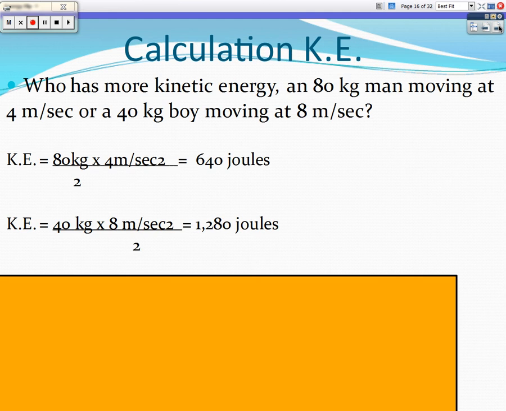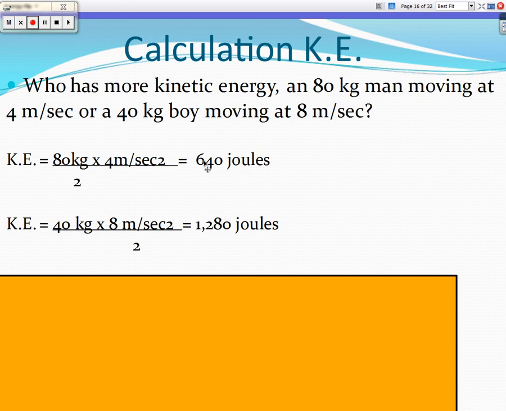We have a couple sample problems here. Okay, they're all word problems. You do not need to copy this, just pay attention. Okay, the word problem would be, who has more kinetic energy? An 80 kilogram man moving at 4 meters per second, or a 40 kilogram boy moving at 8 meters per second. To work that out, we would take the mass and velocity of the man, so 80 kilograms, oh, that should say kilograms, sorry. Okay, 80 kilograms times 4 meters per second squared, divided by 2.